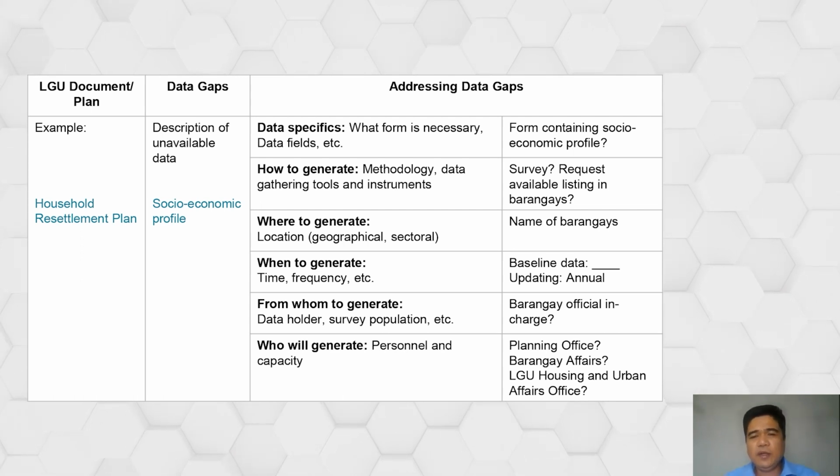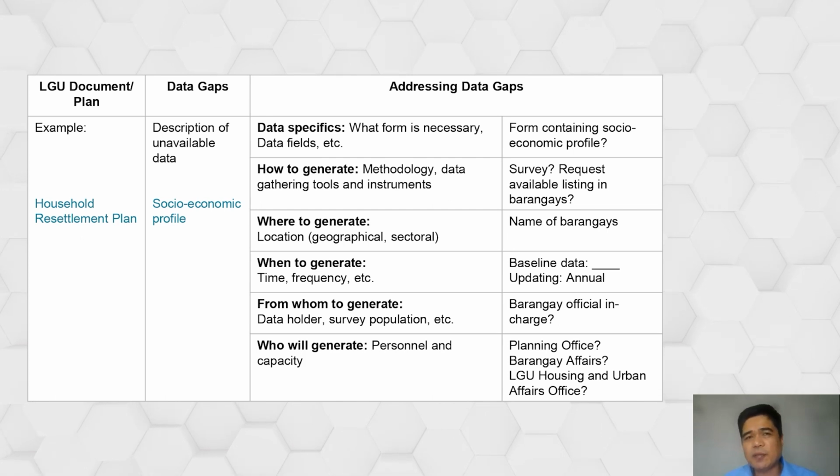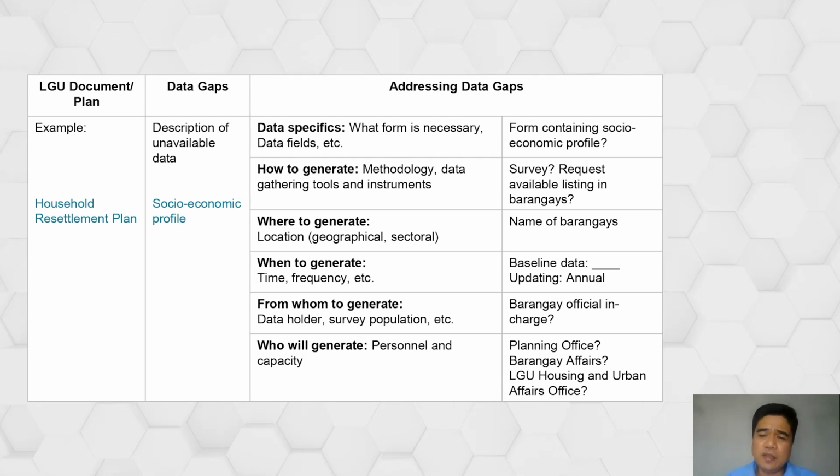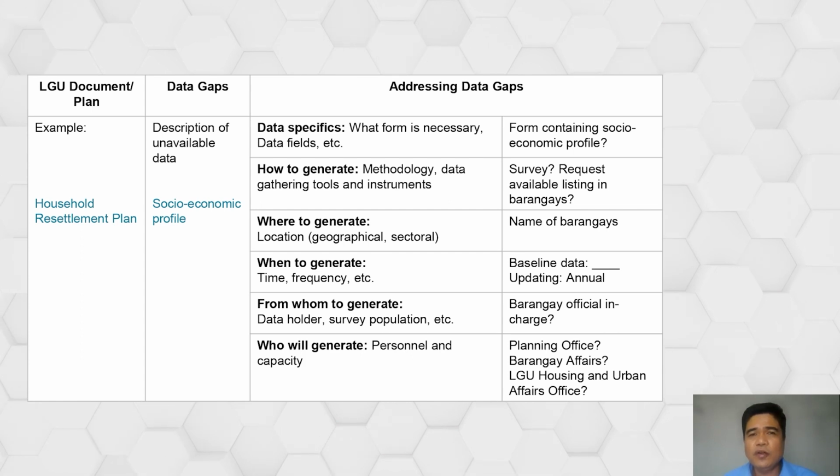And lastly, we identify who will generate, who are these personnel and what are their capacities. The planning office, the barangay affairs office, all the LGU's housing and urban affairs office. Or should the LGU create a team to gather data and go from one house to another?